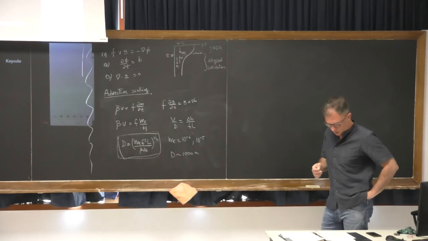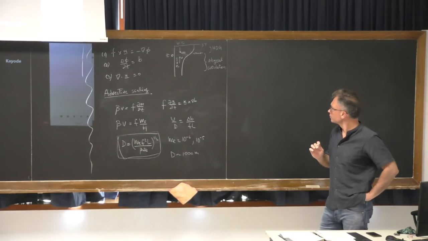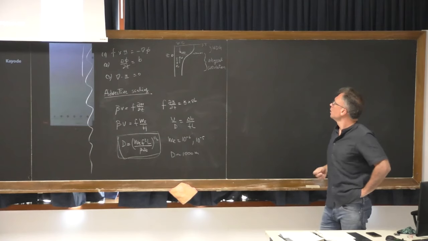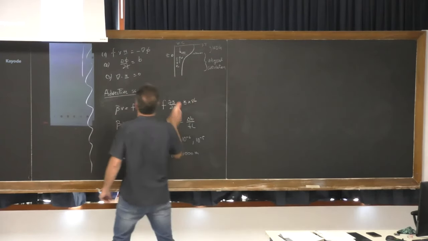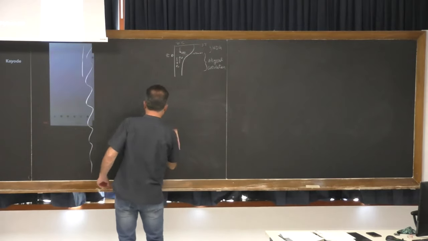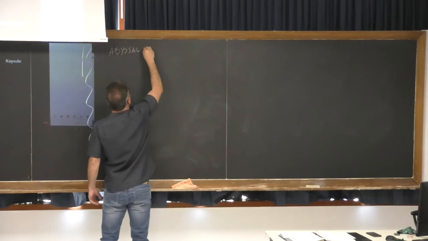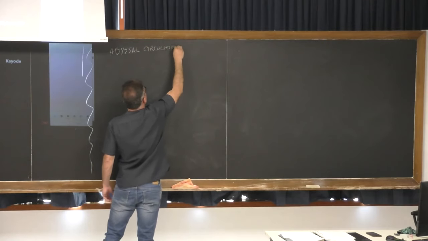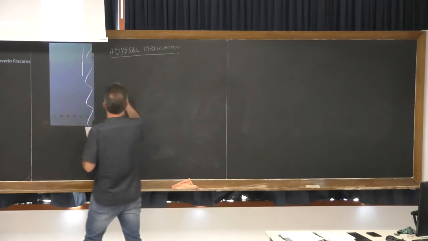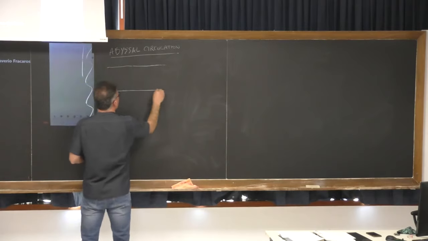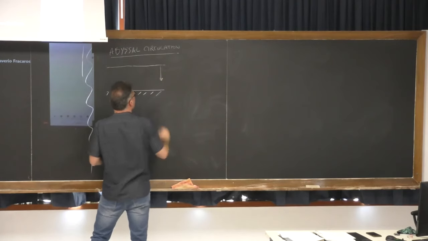It's not going to be extremely realistic, but it will give us some key concepts of how the abyssal circulation works that are actually correct. Okay, not the exact numbers, not the details, but the key points and the key ingredients of the abyssal circulation. And our model is going to be very simple. Okay, we're going to have the surface, we're going to have the bottom. We are going to have sinking at high latitude.